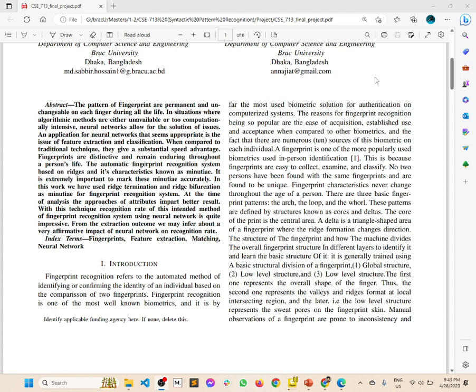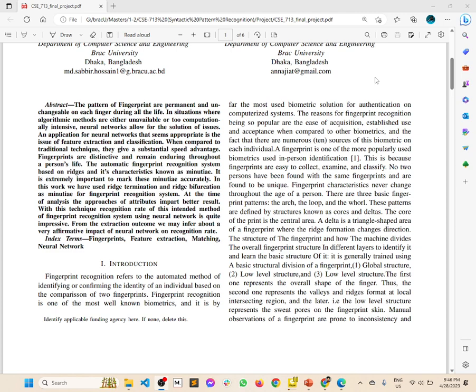A fingerprint is one of the more popularly used biometrics in person identification. This is because fingerprints are easy to collect, examine and classify. No two persons have been found with the same fingerprints; they are found to be unique. That is quite impossible. Fingerprint characteristics never change throughout the age of a person.